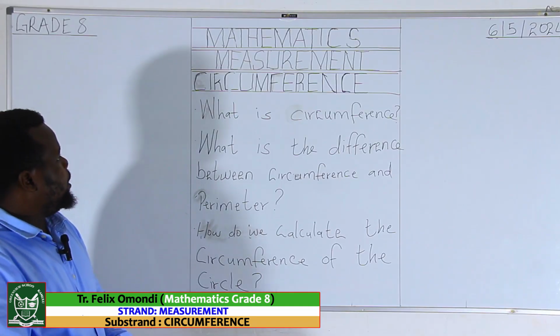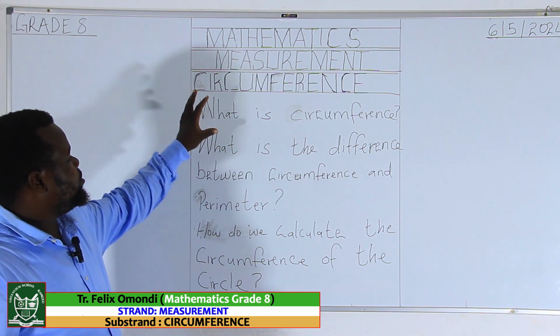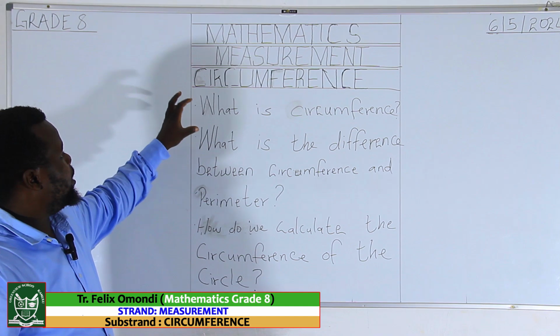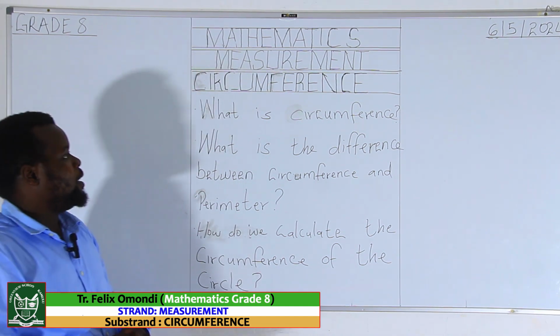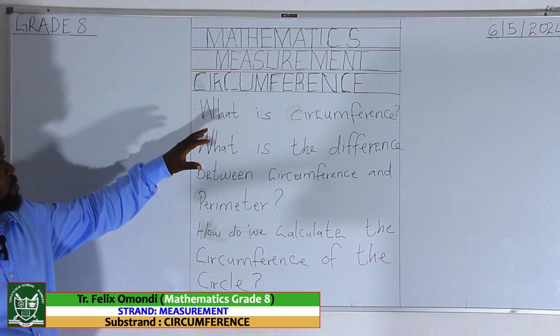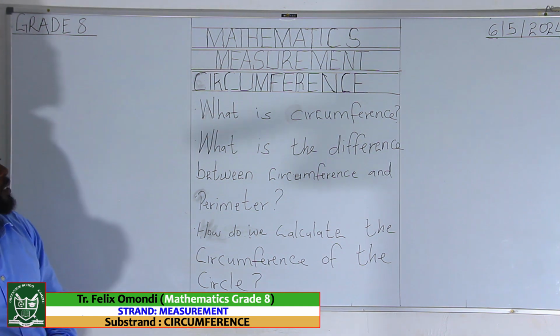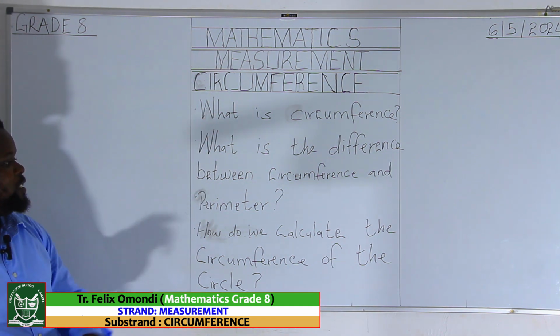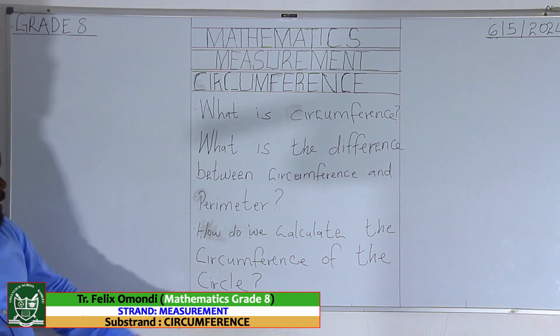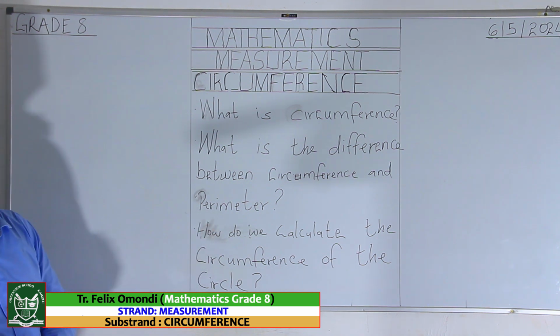Welcome. Today I'm going to take you through the strand, measurement, and the sub-strand, circle, under circumference. The first question that we are going to tackle is, what is circumference? What is the difference between circumference and perimeter? How do we calculate the circumference of a circle?